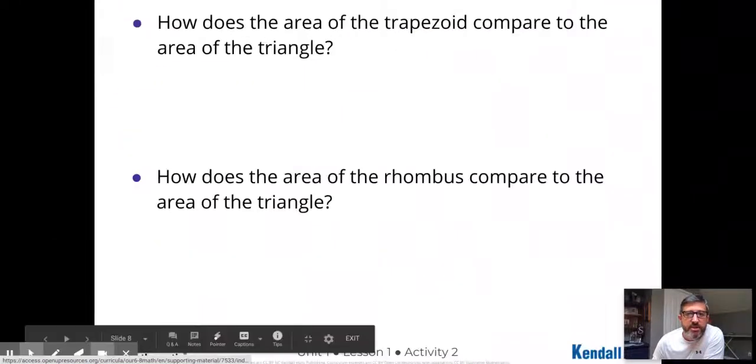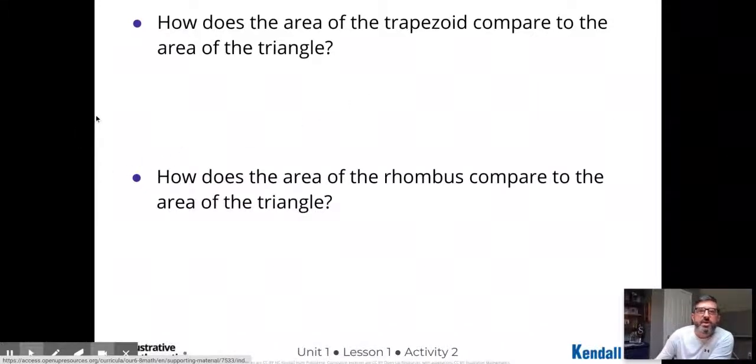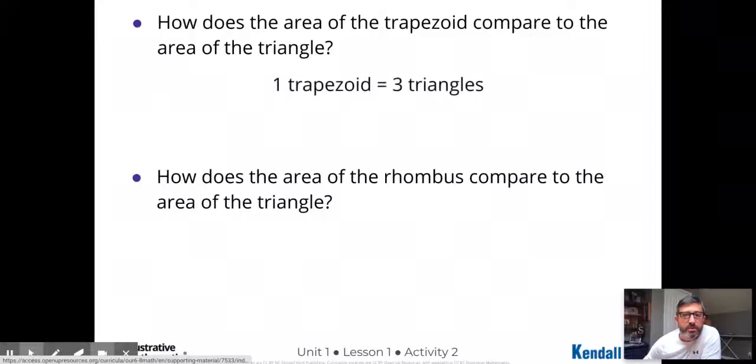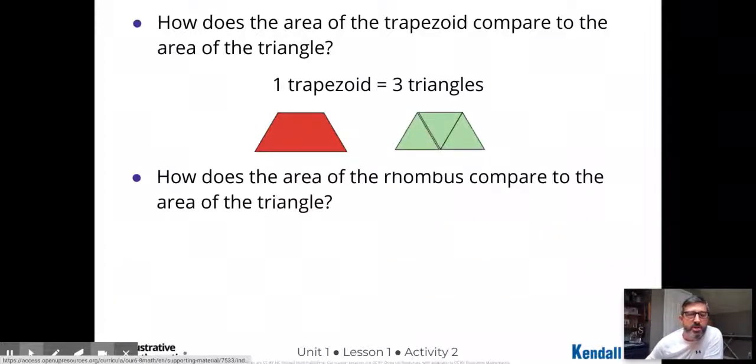So how does the area of a trapezoid compare to the area of a triangle? What that means is how many triangles will fit into 1 trapezoid? 1, 2, 3. 3, that is exactly right, Linus. So there's the trapezoid, remember? And you said 3 triangles will fit in there. That is absolutely right. Good job.